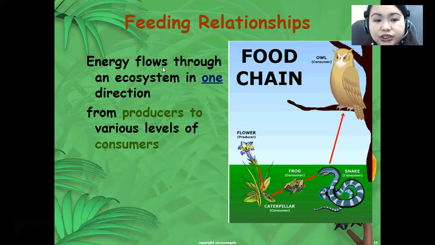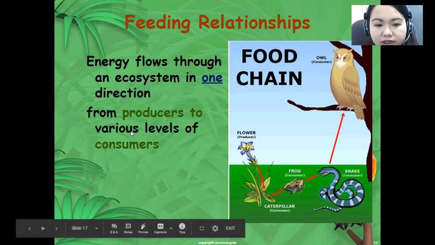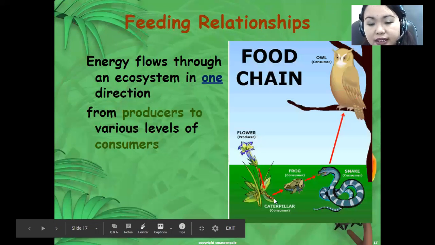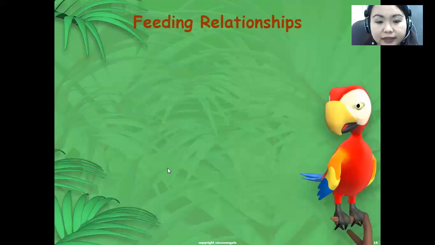In a food chain, energy flows through an ecosystem in one direction only, from producers to various levels of consumers, as shown in the photo. The flower, the plant, is the producer, and the caterpillar consumes and eats the leaves, and the frog consumes and eats the caterpillar, and the snake consumes the frog, and the owl perhaps can eat the snake. Those are just in one direction.